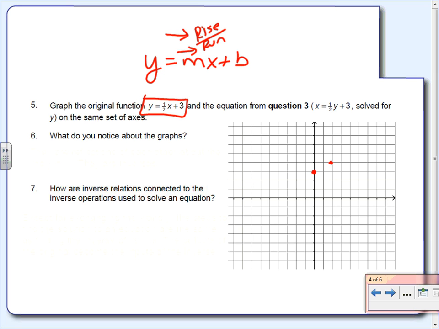Now, I'd like to have more points than that. 2 dots is not quite enough to get a nice straight line. So what can I do to get some more points on here? Mike, what can we do? I want more points. What can we do so that I can get a nice straight line?